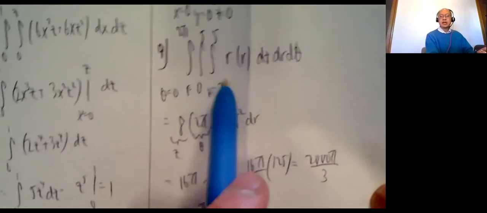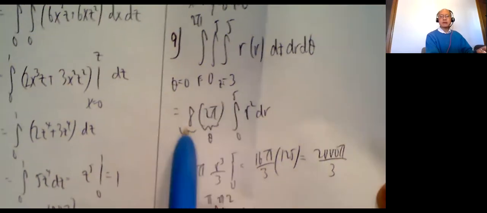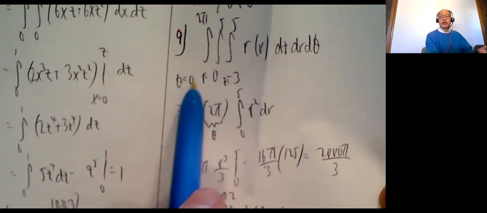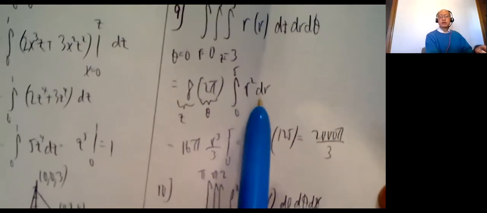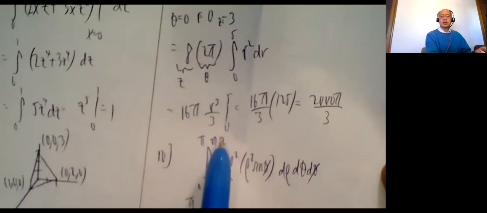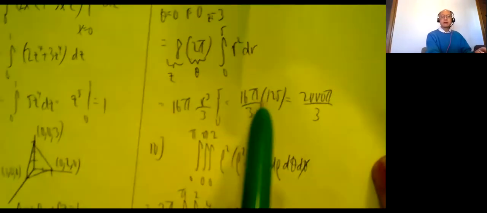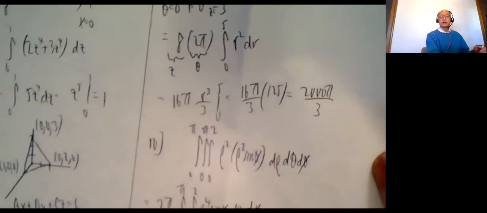This thing doesn't depend on z. Take it outside. 5 minus negative 3 is 8. This doesn't depend on theta, so take out 2 pi. Integral of r squared dr. So it's 16 pi r cubed over 3. Plug in 0, you get 0. Plug in 5, 125. 2,000 pi over 3.